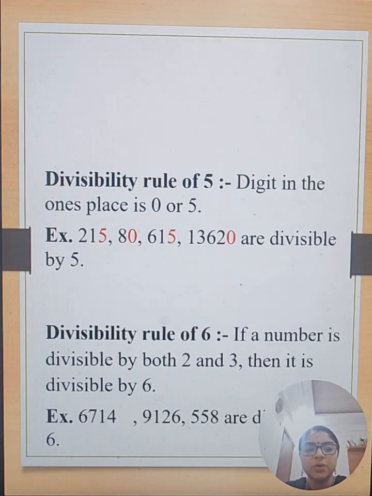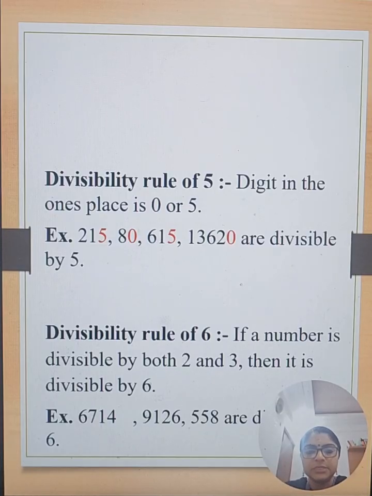For example, they have given a few numbers. I am taking the first one, 215. The number in the ones place is 5. So according to our rule, we can conclude the whole number 215 is divisible by 5. Likewise, you can check the remaining numbers. If the ones place is 0 or 5, then we can tell it is divisible by 5.